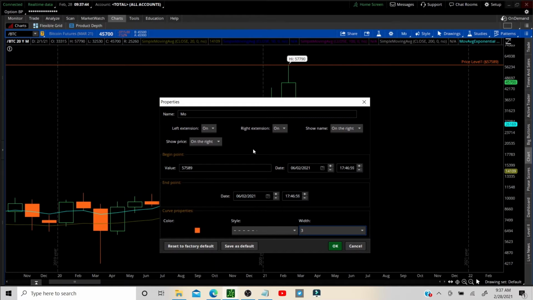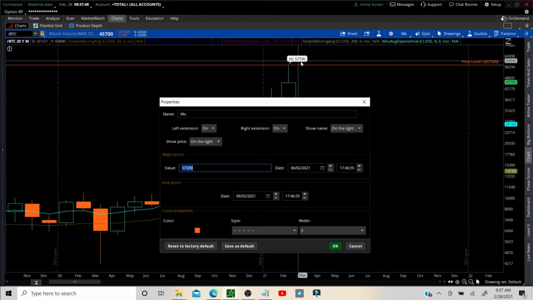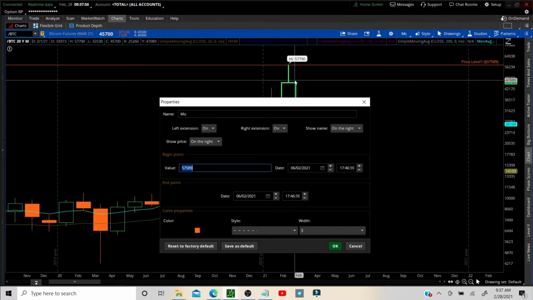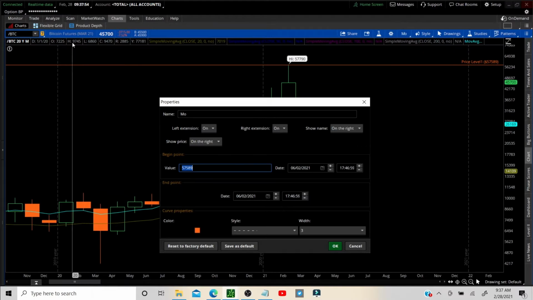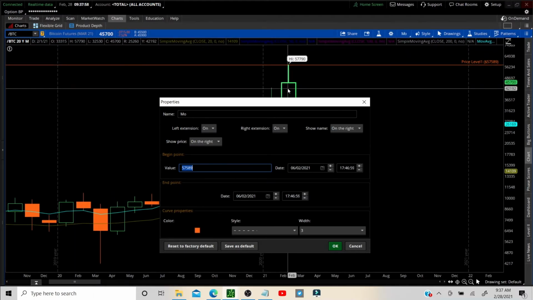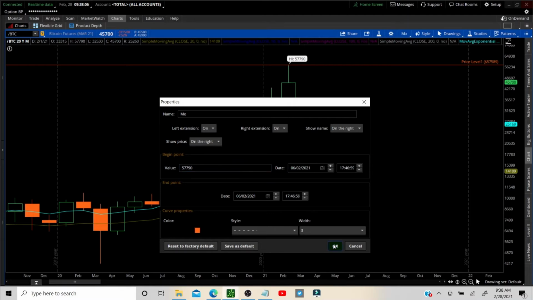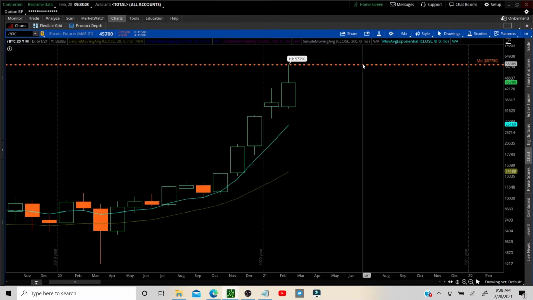And now for this value, I want to make sure that I go on the candle. It's obvious here with the high, but I'm going to highlight the candle, and you'll see in this area the high of that candle when I go on it. Okay, so right there, if you look at the H, it's 57,790. 57,790 into the box. And now I have my monthly resistance.